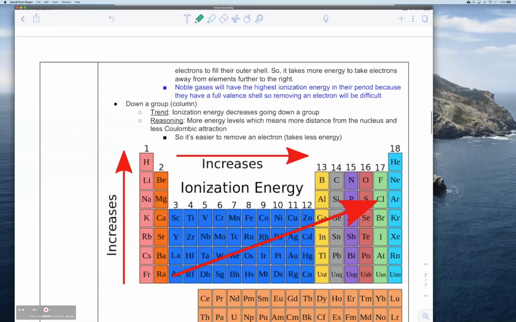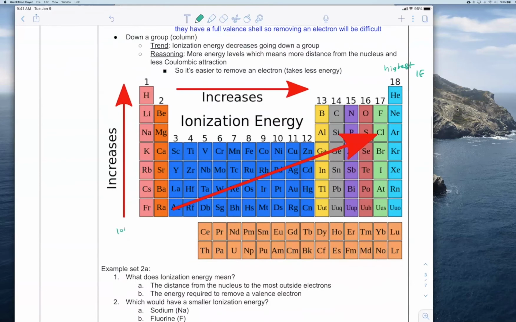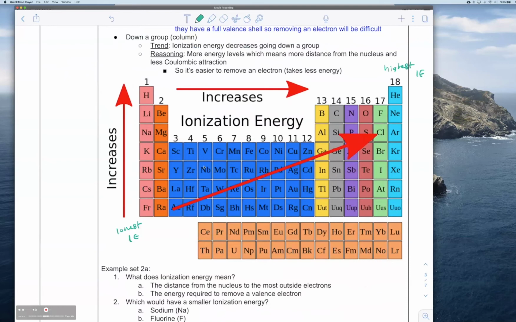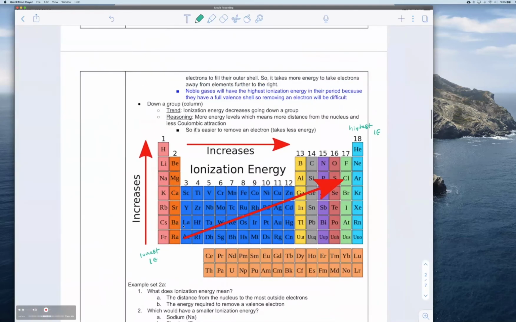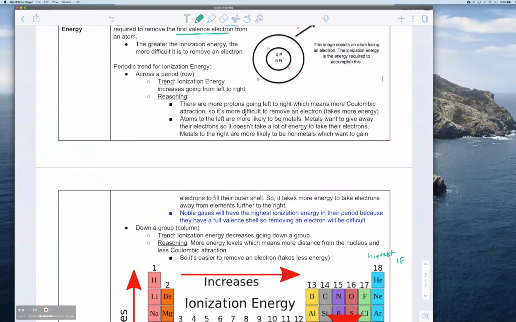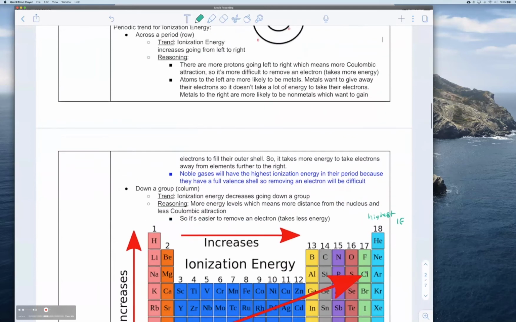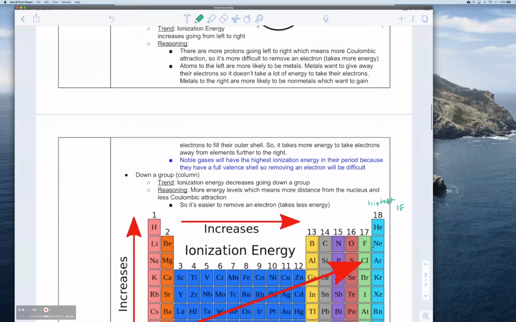And this is the trend for ionization energy. So basically, your highest ionization energy would be in this top right-hand corner. Your lowest ionization energy would be in this bottom corner. And the reasoning is pretty similar to what we did for atomic radius. So ionization energy is going to increase going left to right. And the reason why is because you have more protons, right, over here than over here. So if you have more protons, you're going to have higher Coulombic attraction.